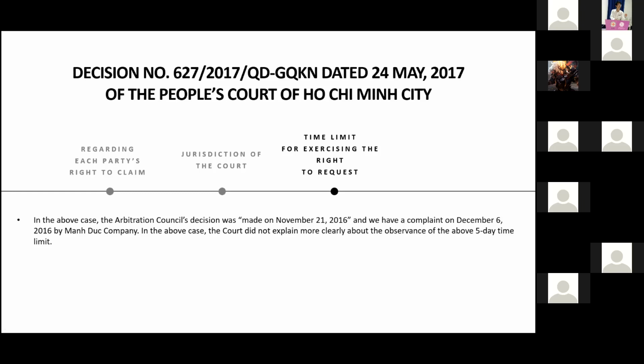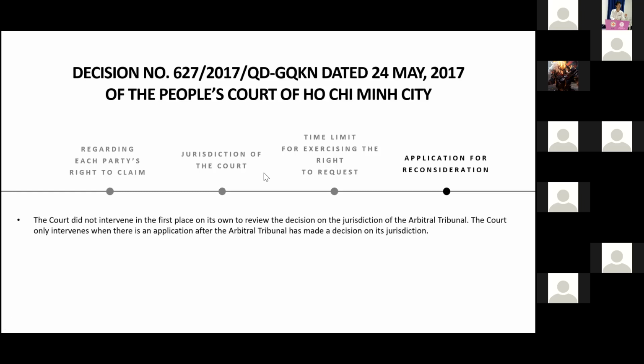Okay, now we move to the application for the recognition. The court does not intervene in the first place on its own to review the decision on the jurisdiction of the arbitral panel. The court only intervenes when there is an application after the arbitral panel has made a decision on its jurisdiction. A complaint must contain the following details: the date, month, and year of making the complaint, name and address, and requested content. In this case, the enclosed documents are in a foreign language. They must be translated into Vietnamese, under clauses 2 and 3 of Article 44.